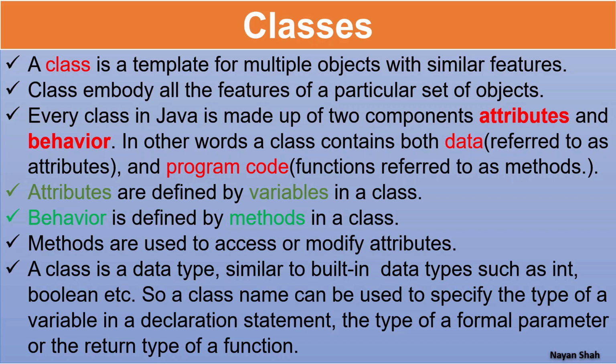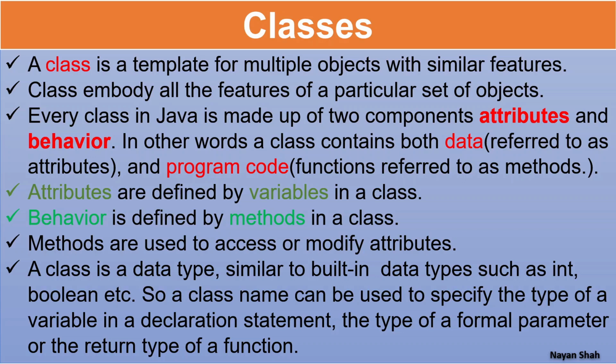A class is a data type again. We have primitive data types, but when we create a class, that class can also be used as a data type of our own. So similar to built-in data types such as integer, boolean, etc., the classes which we define in our program can also be used as a data type. So a class name can be used to specify the type of a variable in a declaration statement. As we write double rate, similarly we can even write the name of a class followed by a variable name. We will see this further in this chapter.